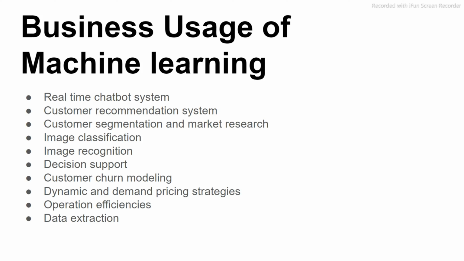Image classification and image recognition. Image classification is used in the medical field to detect heart disease, cancer, or lung infections. Image recognition is used in automated attendance systems, in security systems to detect criminal activities in real time, and in automated cars to see the road. Machine learning is also used in decision support, customer churn modeling, dynamic and demand pricing strategies, operational efficiencies, and data extraction.